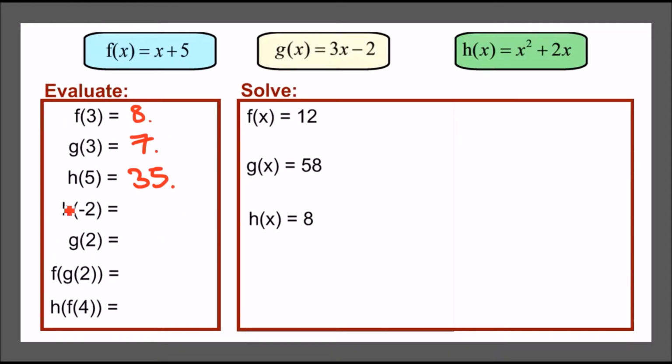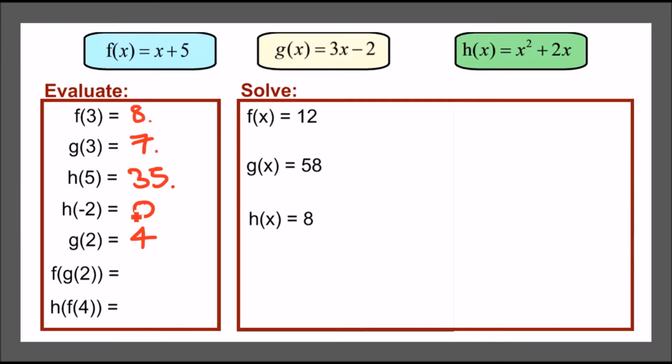Now let's keep going. h of minus 2, same thing. So when x is negative 2, we've got minus 2 squared, which is 4, and 2 times minus 2 is minus 4. So 4 take away 4 is nothing. Okay, now g2. So when x is 2 for the g function, we're going to have 3 times 2 is 6, minus 2 is 4. Okay, so it gets easy.